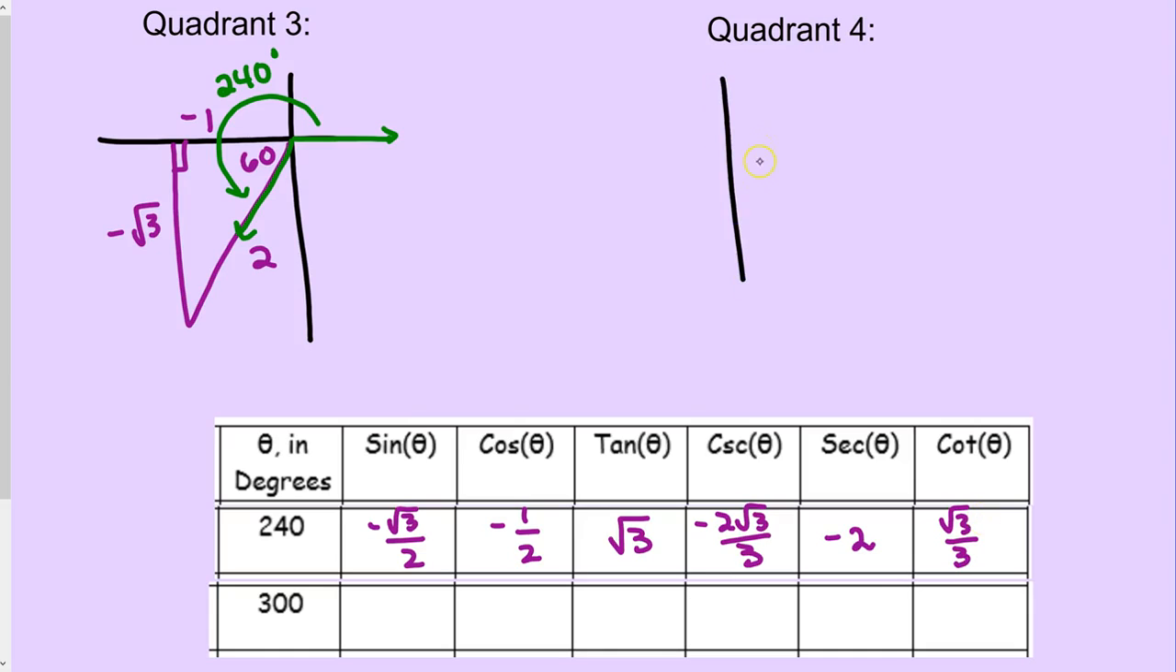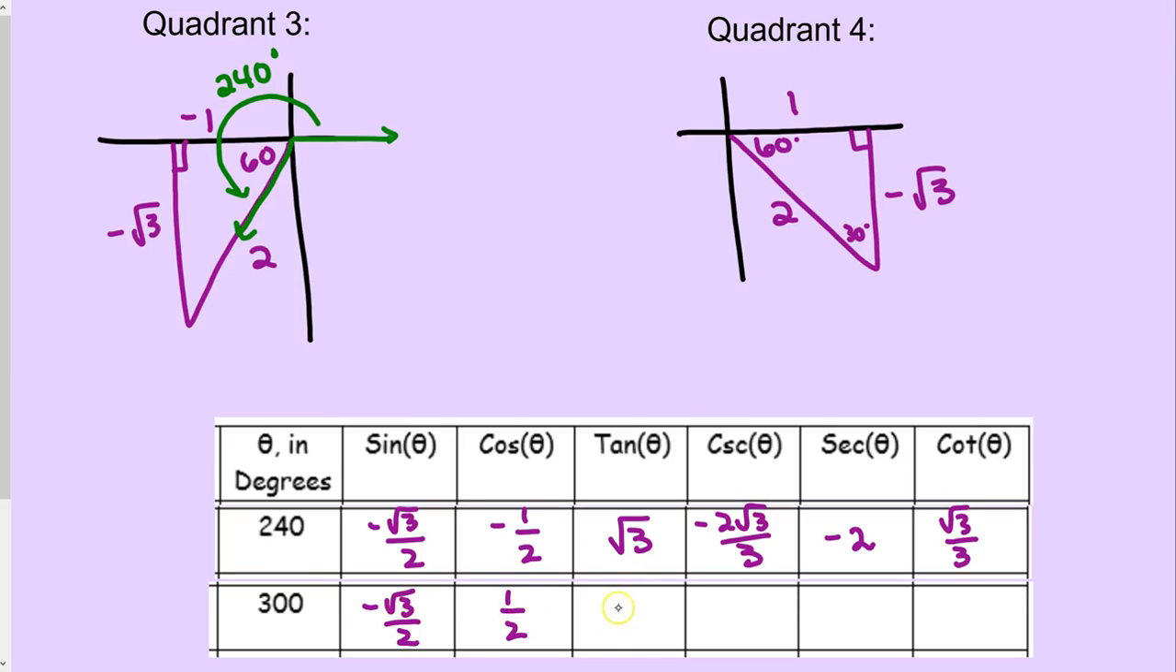And then for quadrant 4, 60-degree reference angle. See, I'm being a little sloppy, and my triangle might not look 30, 60, 90, but when you label it, that's what it is. So the 1 goes here, the square root 3 is negative because we're going down, the 2 on the hypotenuse, and here we go. The sine is going to be negative square root 3 over 2. The cosine is positive this time, positive 1/2. Tangent is negative. Cosecant is negative. Secant is positive, and cotangent is negative.